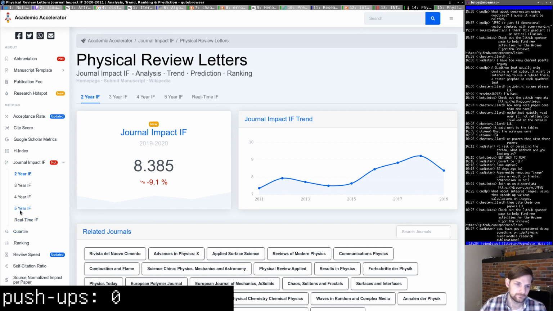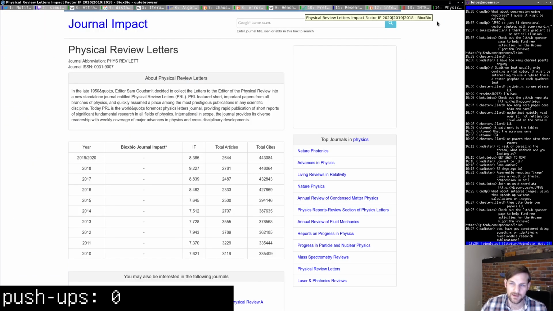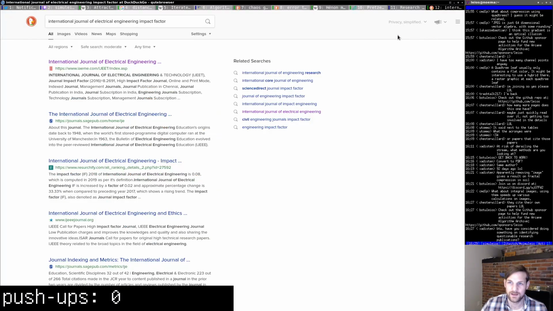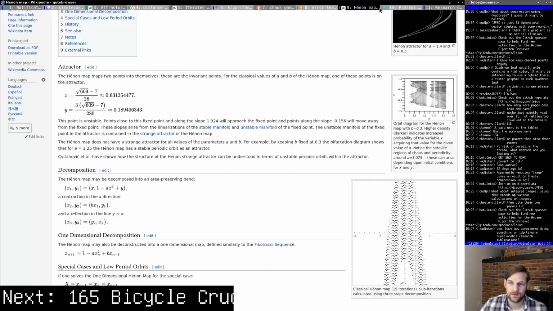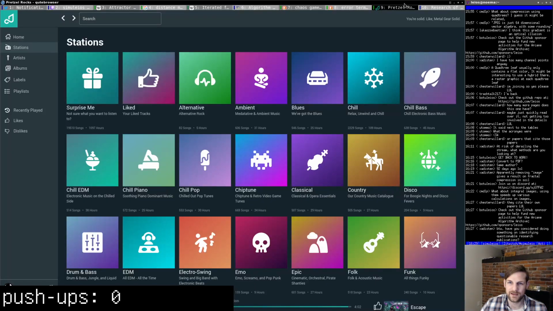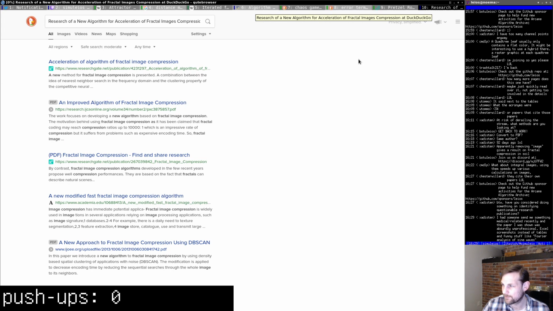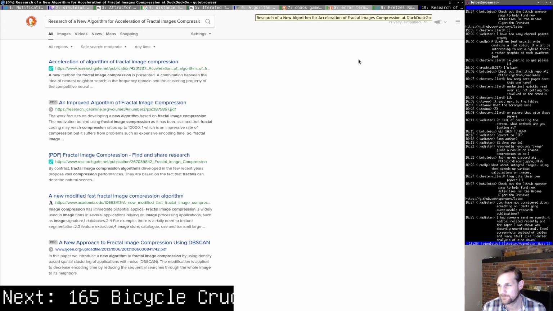Okay, let's do 5-year impact factor here. Whatever, it doesn't matter, who cares? Impact factor doesn't matter too much, right? It's something that you kind of want to look at if you're afraid that a paper is not genuine, you look at the journal it's published in, and that's the number one thing to do.